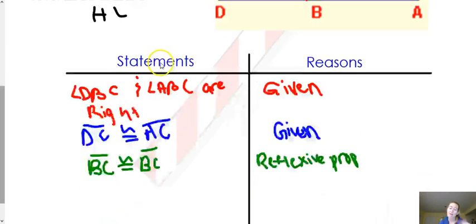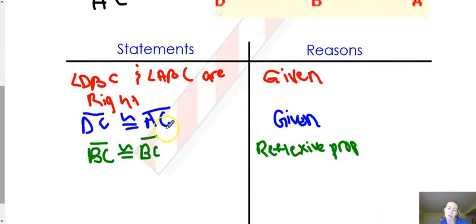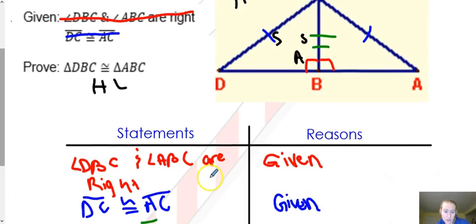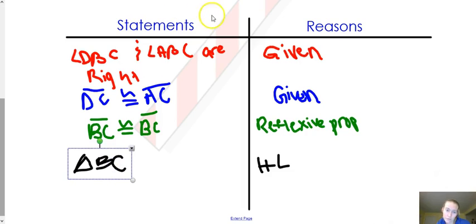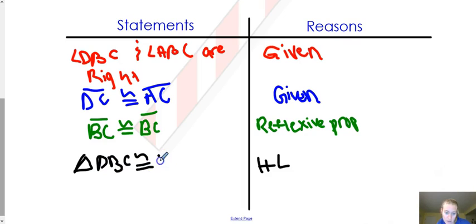And now we have all of our pieces laid out and we just need to write our congruency statement. We know it's going to be because of HL. And the statement is triangle DBC, I forgot my D, is congruent to triangle ABC.